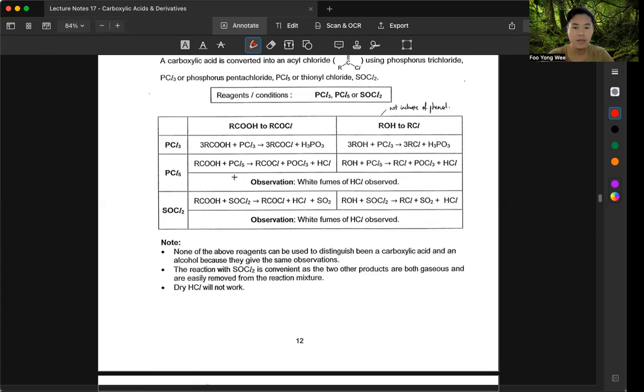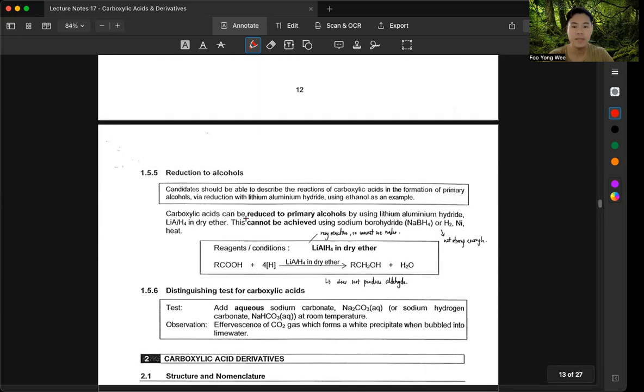But none of the above reagents can be used to distinguish between acid and alcohol. None, because they both have the same observation. Similar product formed.